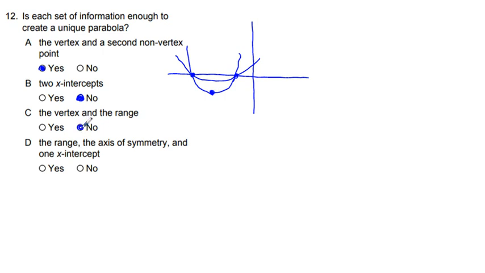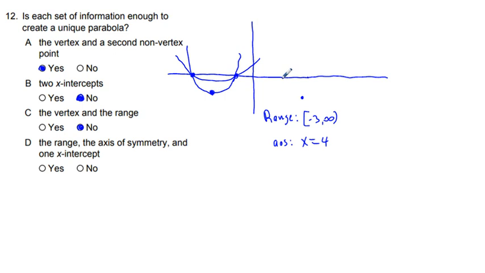For part C, the range, the axis of symmetry, and one x-intercept. Well, the range and the axis of symmetry are going to give the vertex, plus we will have, let me work it over here. Let's say we have a range of [-3, infinity) and the axis of symmetry x is equal to 4. So we have our vertex at (4, -3), and we're given an x-intercept.